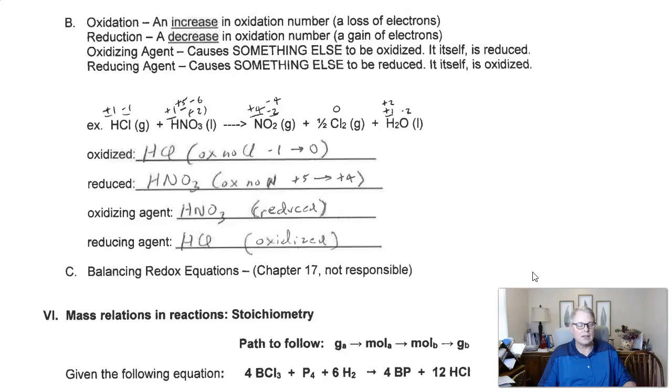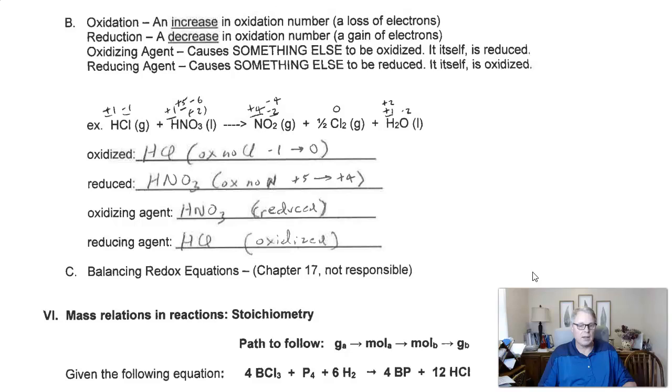It turns out that they always occur in pairs. You never have oxidation without having corresponding reduction. You never see reduction without oxidation. Now, it's possible to have two things being oxidized, but something still has to be reduced. You can't have two things being oxidized and just being oxidized. Okay, always occur in pairs.